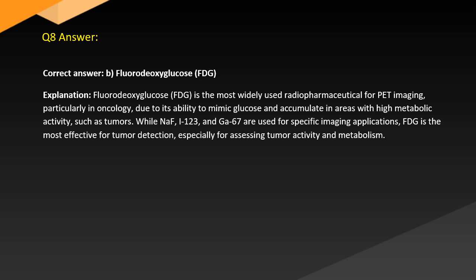Answer. Correct answer B. Fluorodeoxyglucose, FDG. Explanation. Fluorodeoxyglucose, FDG, is the most widely used radiopharmaceutical for PET imaging, particularly in oncology, due to its ability to mimic glucose and accumulate in areas with high metabolic activity, such as tumors, while NaF, I-123 and Ga-67 are used for specific imaging applications. FDG is the most effective for tumor detection, especially for assessing tumor activity and metabolism.